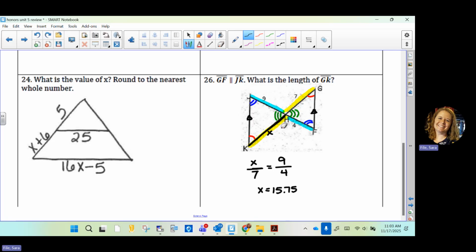Okay, if you look at how it corresponds over here. So if you set it up the wrong way and got a number less than 9, that should be a hint to you, oh, I did something wrong or I set it up wrong somehow. Okay, so this comes out to 15.75. Now the entire thing, G to K, all the way here, you're going to have to add that 7 in. So you got your 15.75 plus 7 is 22.75. And they didn't tell you anything about rounding, so we're going to leave it as 22.75.